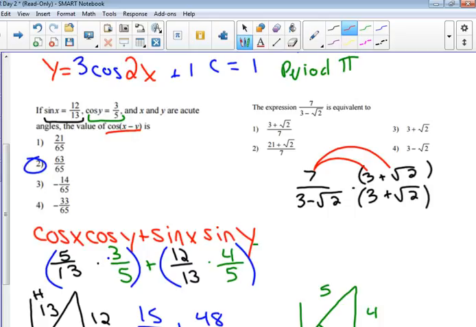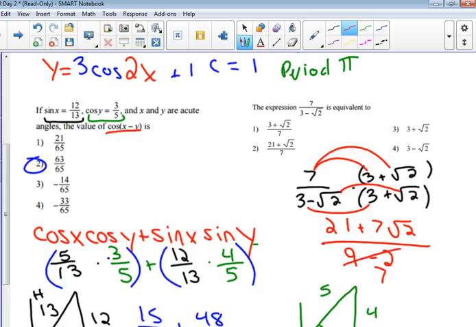We got 21 plus 7 radical 2 on the top. On the bottom, when you guys do your first times last, 9 minus 2. Good. Is that okay with you guys? Radical 2 times radical 2 is just 2.